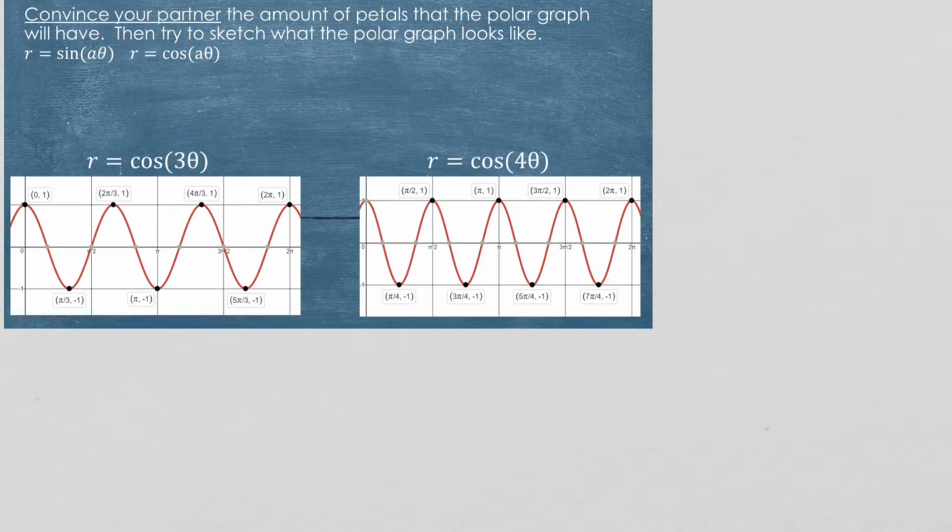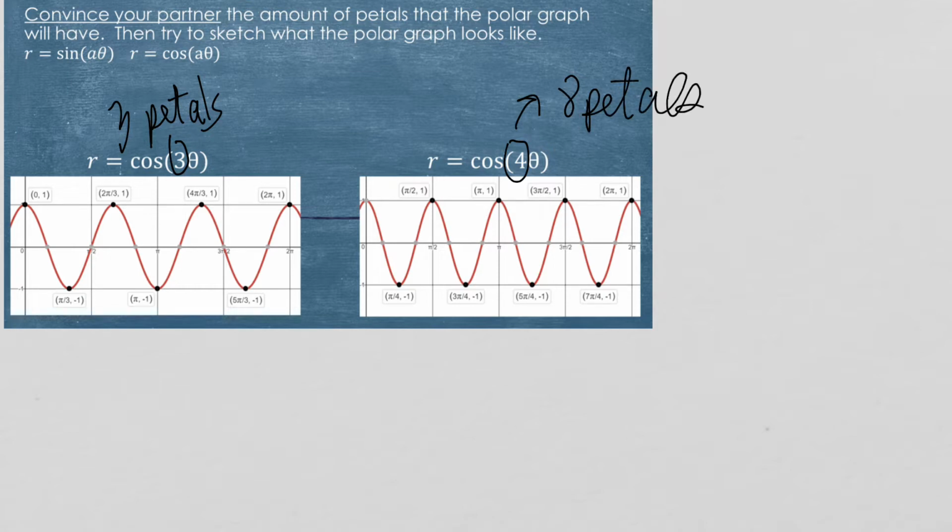If you remember from last class, we talked about how an odd or an even number for the frequency will tell you how many petals this graph has. Looking at the one on the left-hand side, because this is an odd value, we're going to have 3 petals. The one on the right, because it's even, we're going to have double that amount. We're going to have 8 petals.